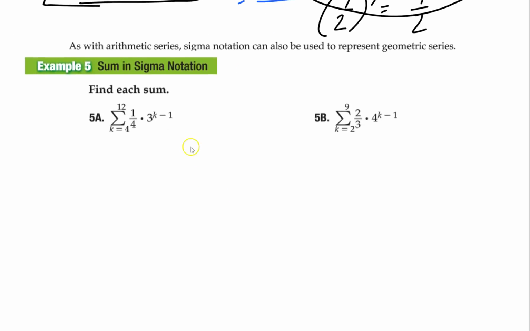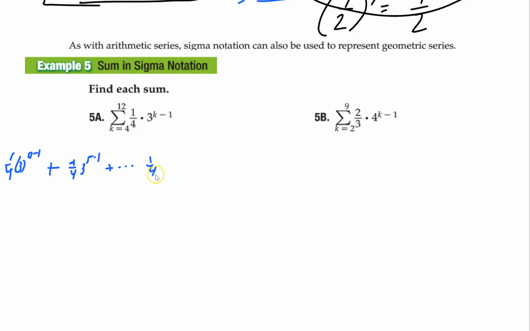Now, just like I talked about before, if you want to find the sum this way, it's the same note as before, which just means if I was doing this by hand, I'd plug in 4. So it'd be 1/4 times 3 to the 4 minus 1, plus, that's what the sigma means, plug in 5. So 1/4 times 3 to the 5 minus 1, plus, until you get to 12. Right, which will take forever.